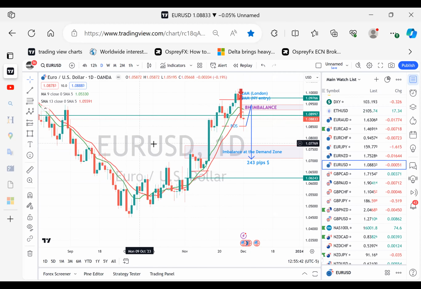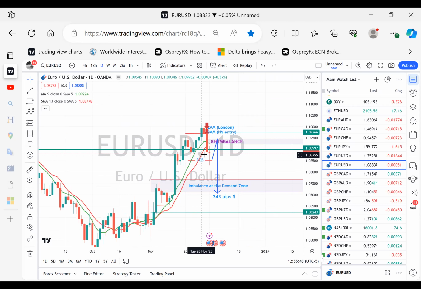If I am bearish on the euro dollar, my best entry, if I'm trading a weekly bearish order block, is going to be when the daily pulls all the way back.